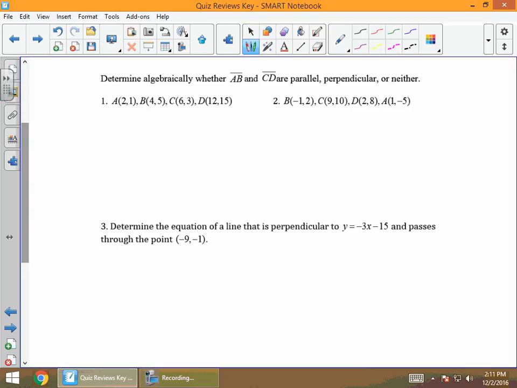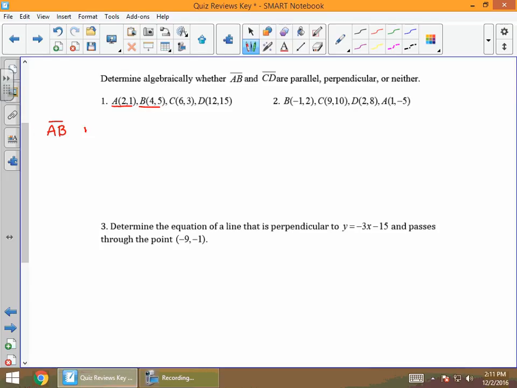So question number one, question number two, both say determine algebraically whether AB and CD are parallel, perpendicular, or neither. And in order to do that, I must analyze their slopes. So I'll start with question number one. I'll find the slope of AB. So AB, here is point A and here is point B.